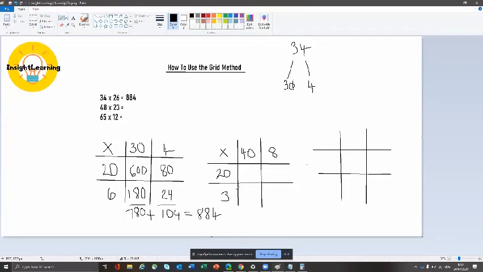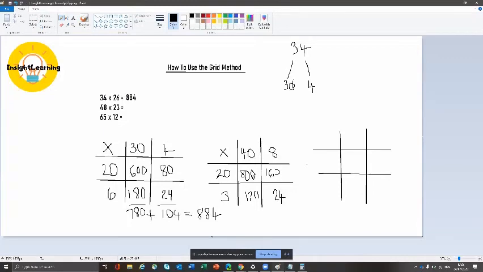Now, we're going to do 20 times 40. 2 times 4 is 8, and we add on the zeros. So that basically gives us the answer to 20 times 40, 800. Now, we're going to do 20 times 8. 20 times 8 is 160. So that goes there. Now we're going to do 3 times 40. 3 times 40 is 120. Now, we're going to do 3 times 8. 3 times 8 gives us 24.